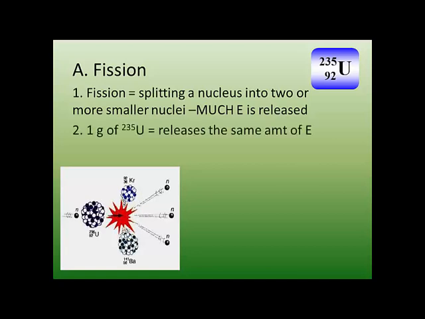Okay, 1 gram of uranium-235 releases the same amount of energy as burning 3 tons of coal. That is absolutely amazing. Again, think of a gram like one of those big paper clips. So 1 gram of uranium-235 releases the same amount of energy as burning 3 tons of coal. That's just wow.